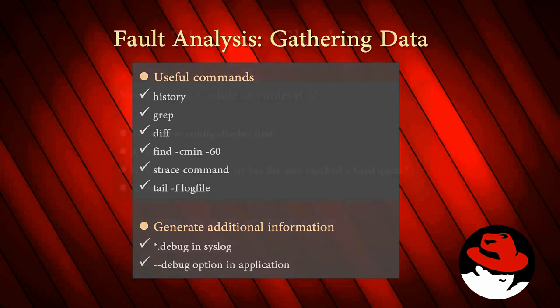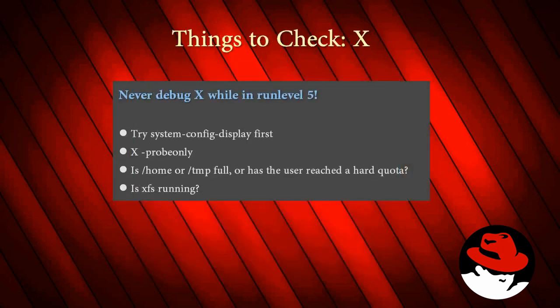Then there are things to check that may sometimes cause errors. X Window, or X, can sometimes be problematic. The first thing to try when confronting X problems is system-config-display, which is a GUI option where you can check the X configuration.